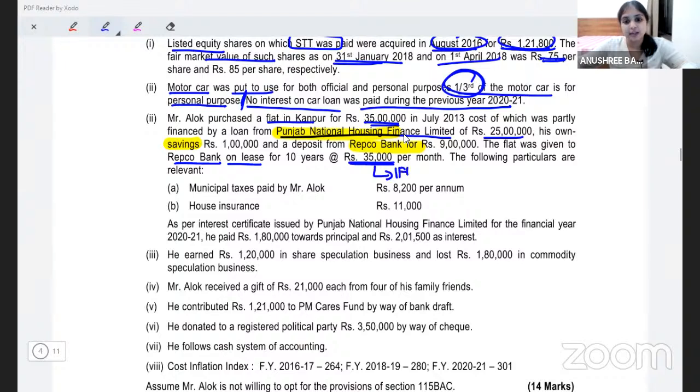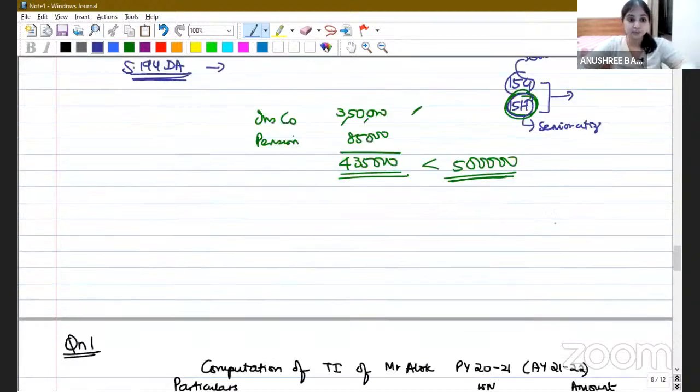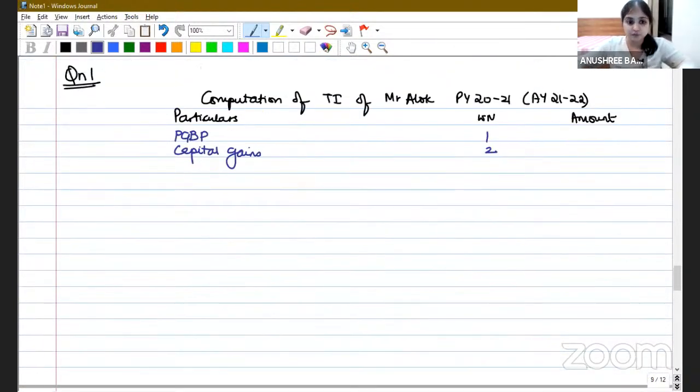We will have IFHP. Municipal taxes 8,200, house insurance 11,000. As per the interest certificate issued by Punjab National Housing Finance Limited, he paid 1,80,000 towards principal and 2,01,500 as interest. So my assessee has the IFHP head also. Come back to your main answer. After capital gains, write down IFHP. Give reference to working note number 4.